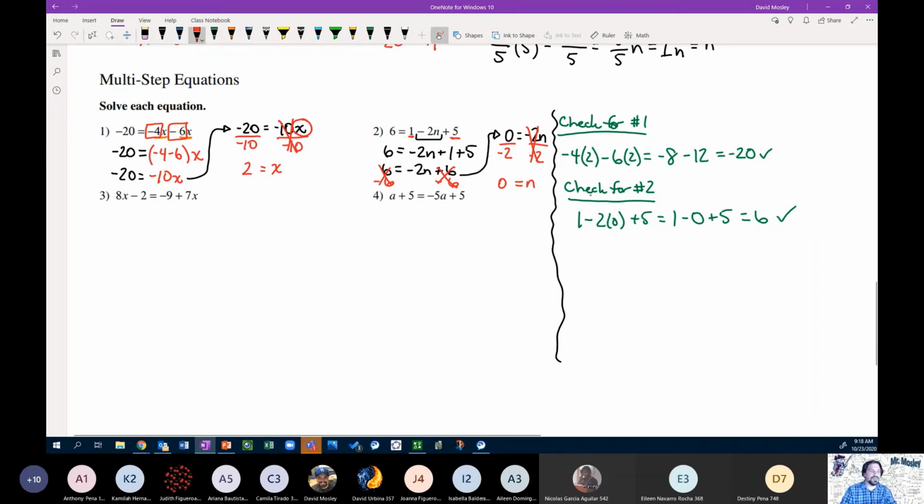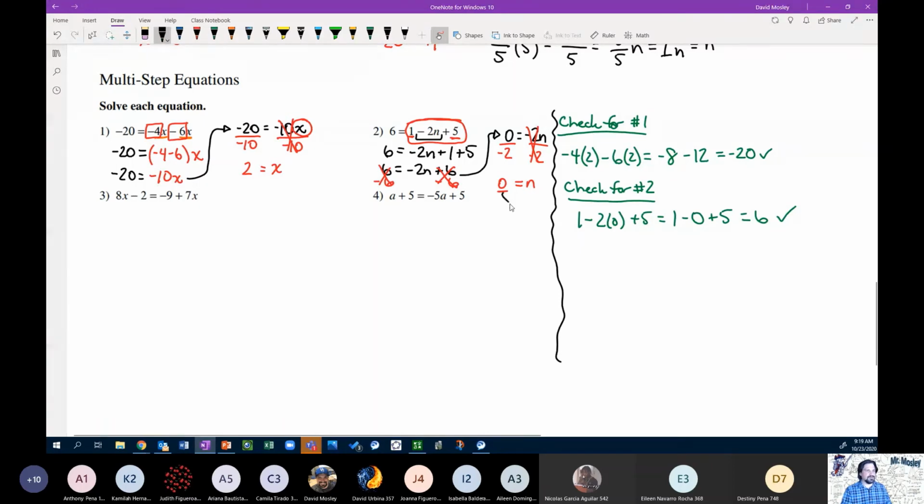Number 2. All right. So whenever I'm checking my work and I'm checking my solution, I only write down the part that has the variable. So in this case, I'm taking the right-hand side of the equation. And I want to make sure that when I replace n with my solution, 0, that my result is 6. So I leave the equal 6 part off, so to say, and I write down 1 minus 2n, but in this case, n was 0.